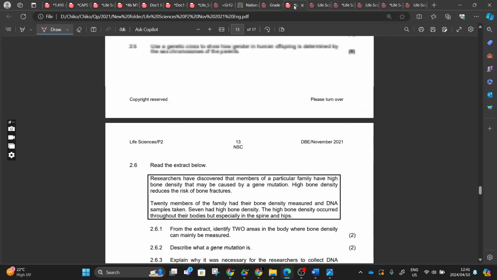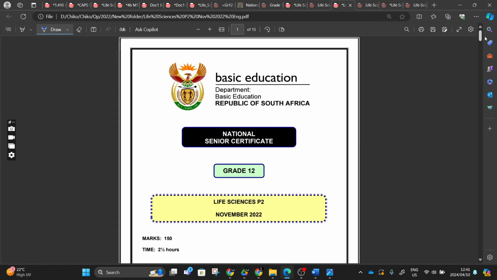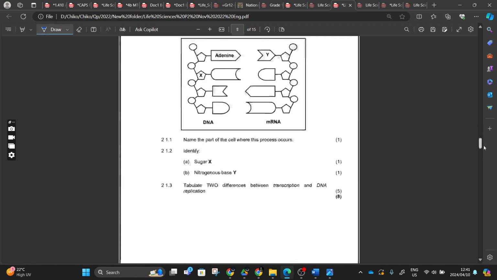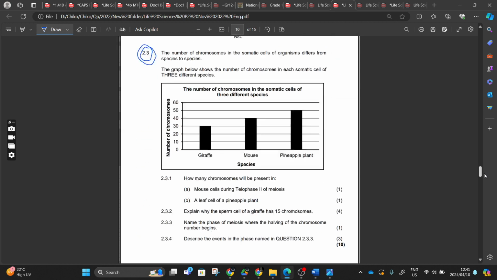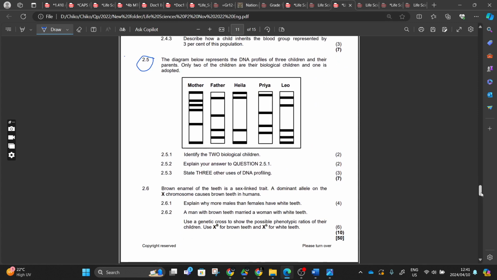We don't have them. Go to our next page. We have it here, right? 2.5, and this page is 2022. This question paper, Life Sciences Paper 2, November 2022, right? So let's go to our DNA profiling and see how we were going to interpret. We also have 2.3 there. We'll come back to that because that one is related to genetics. So let's start with this first.